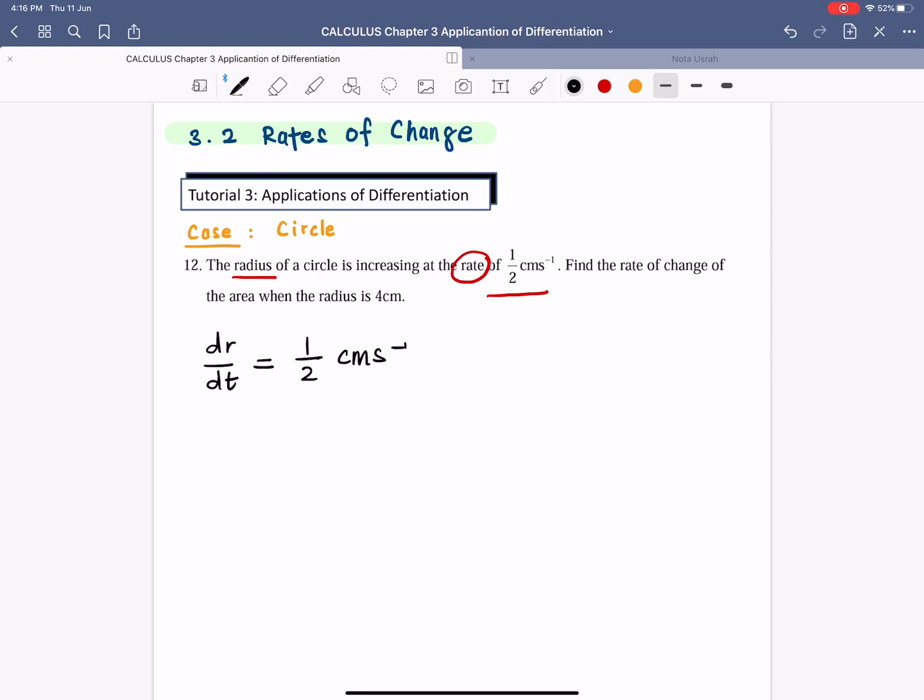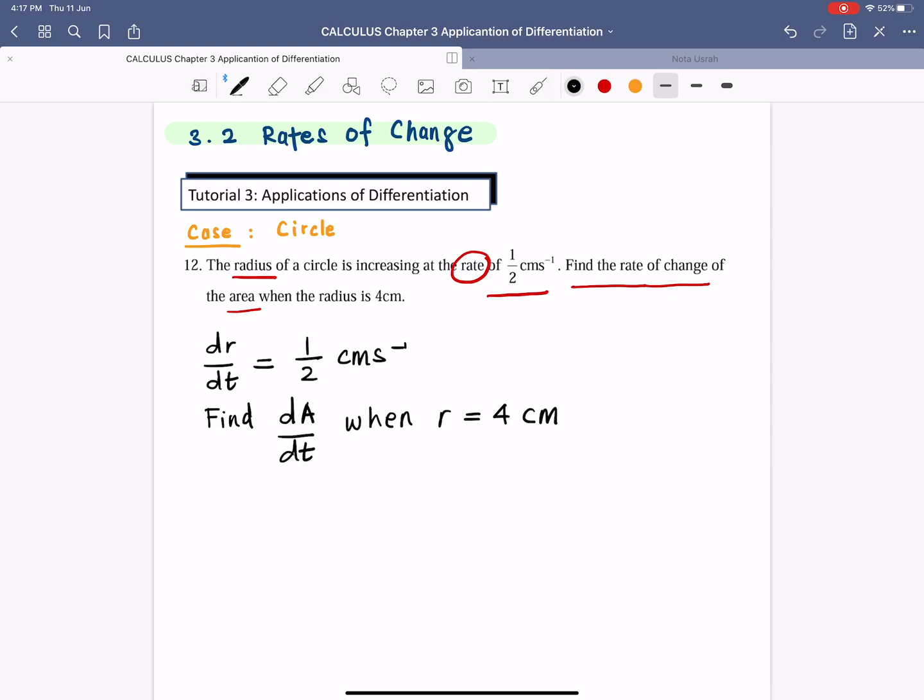We need to find the rate of change of the area. So dA/dt, when r is equal to 4 centimeter.